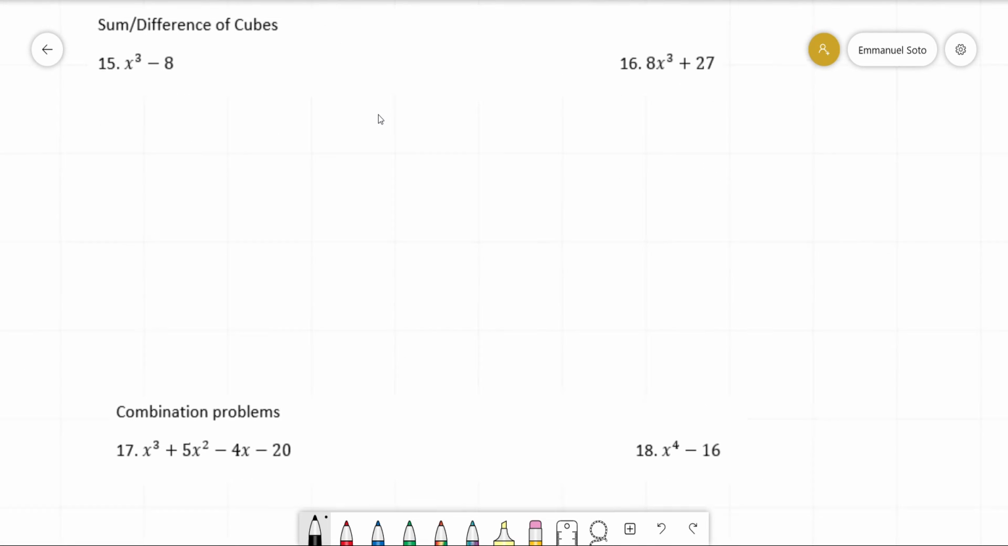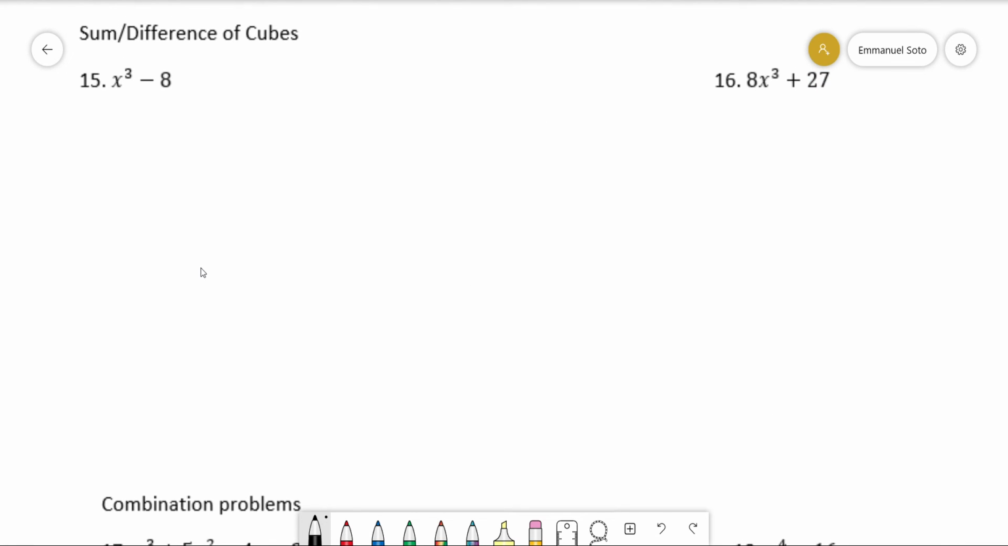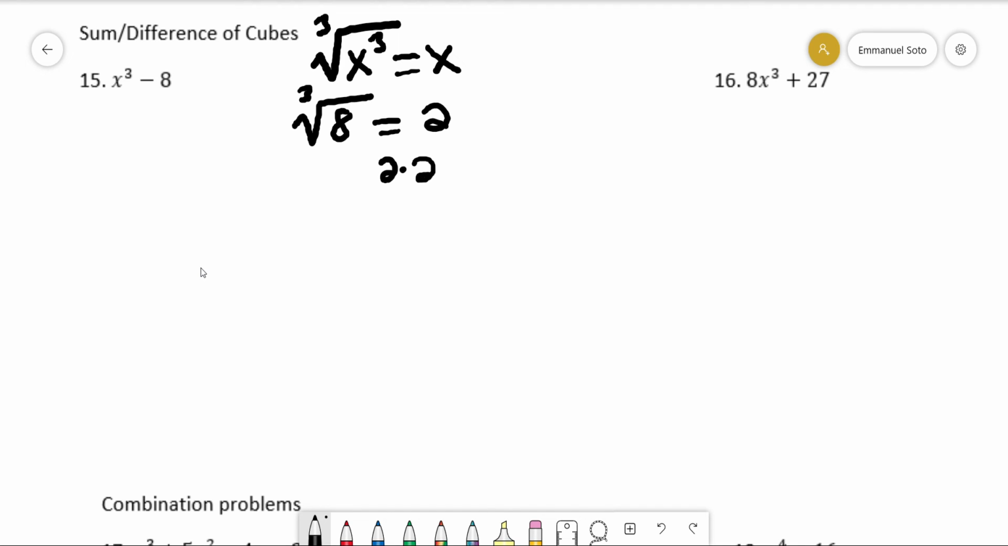Another type of factoring problem is a sum and difference of cubes. This is where you have a perfect cube. For example, the cube root of x cubed is x, because x times x times x is x cubed. The cube root of 8 is 2, because 2 times 2 times 2 is 8. If you multiply it 3 times, then you get 8. That's what we mean by perfect cubes.